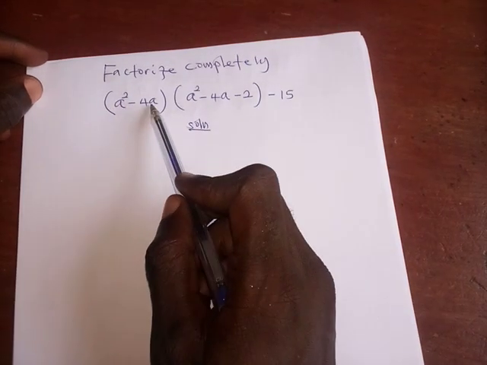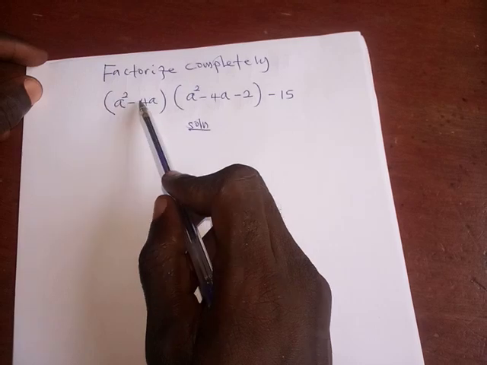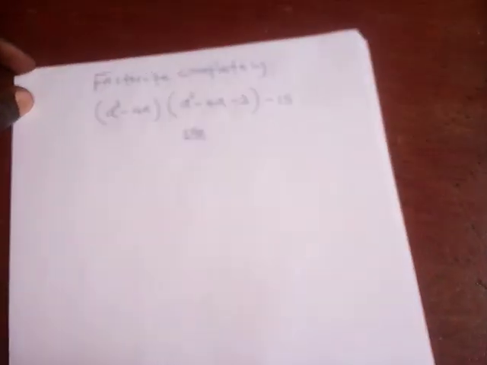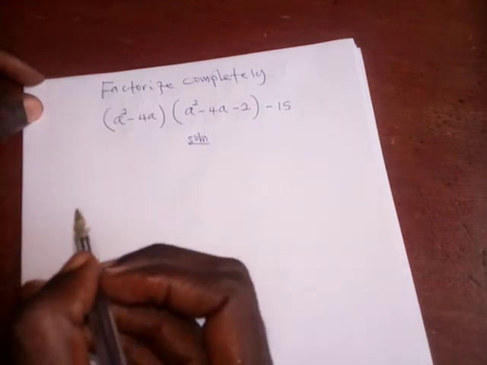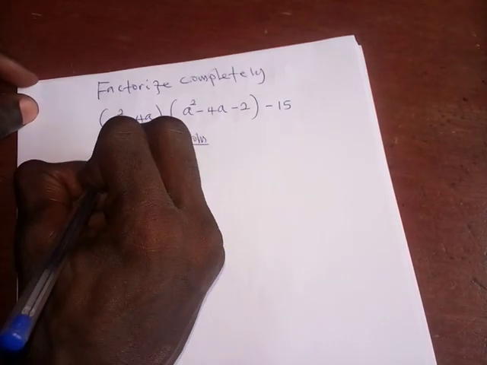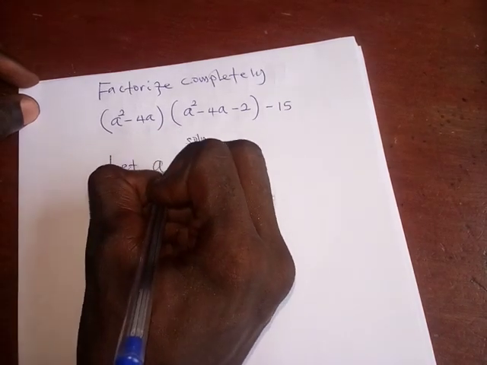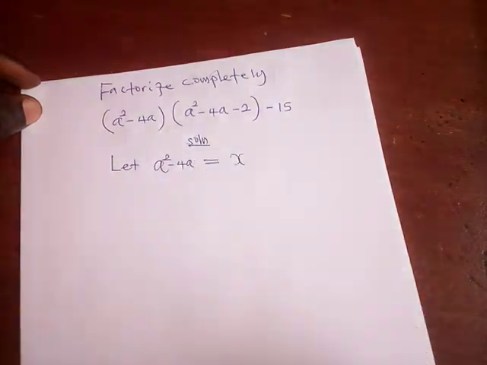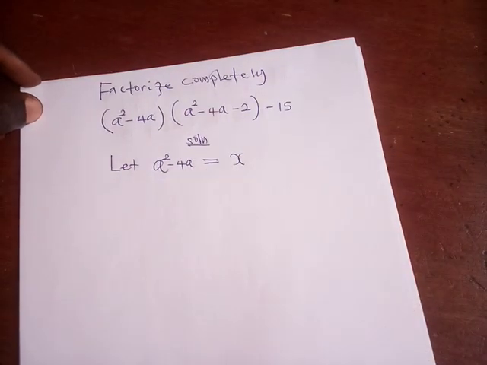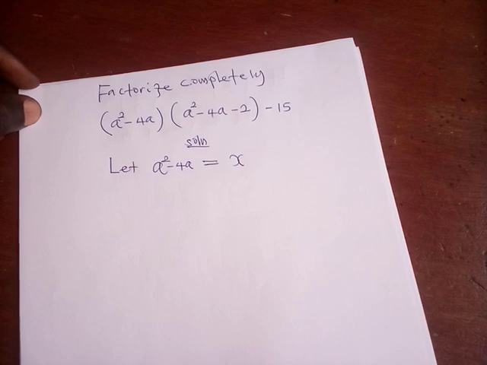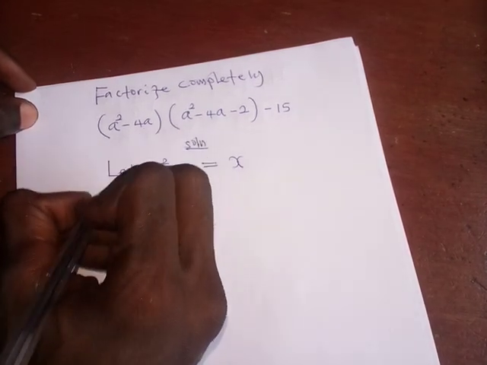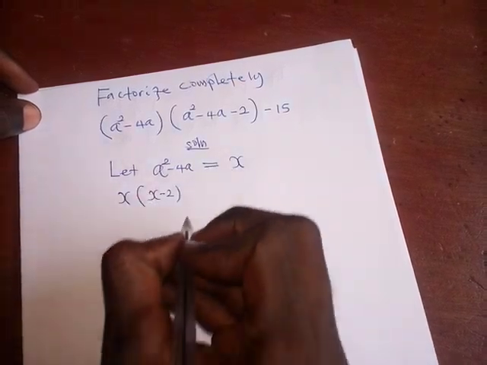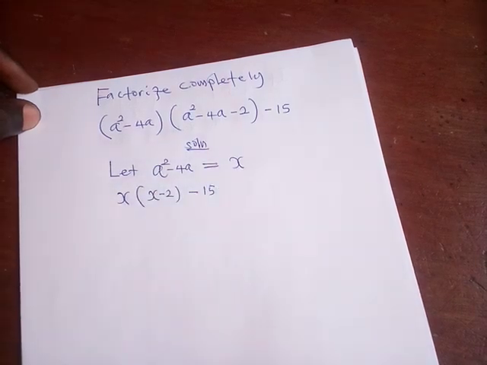We have a² − 4a, and we have a² − 4a. They are similar, the same. Now, what are we to do? We are going to let a² − 4a equal x. Okay, it means now anywhere we see a² − 4a, we are going to replace it with x. Now we have x into x − 2, minus 15.